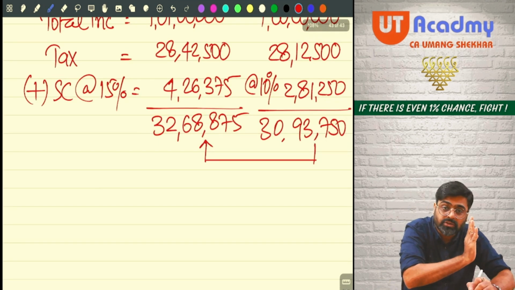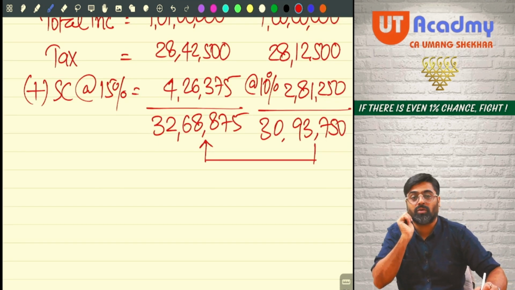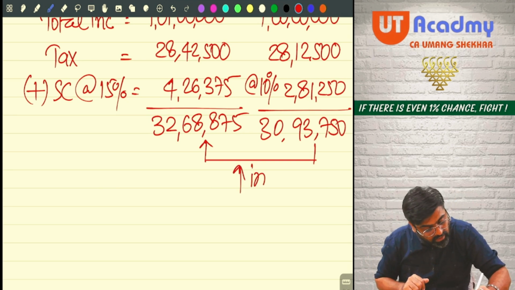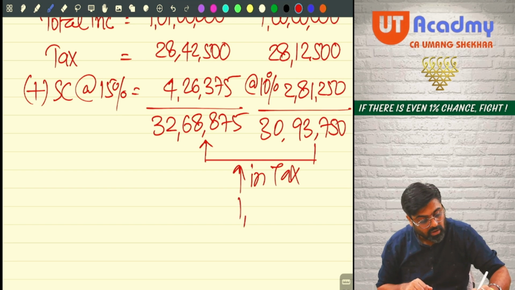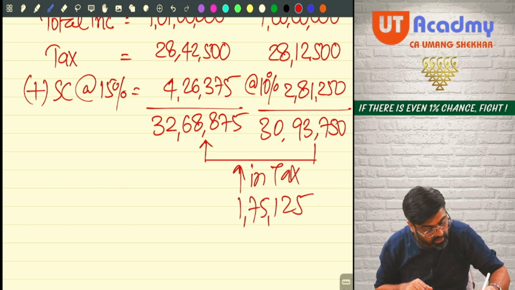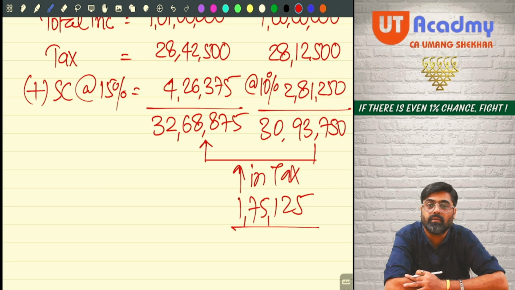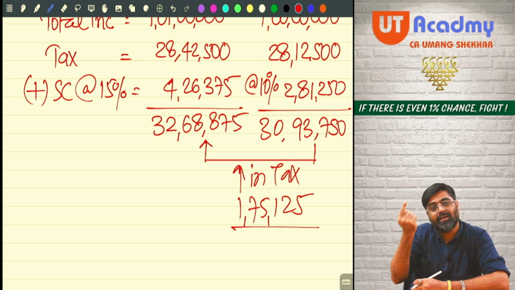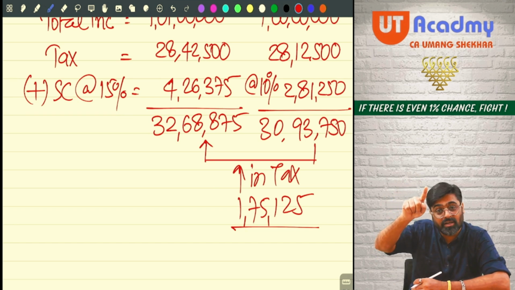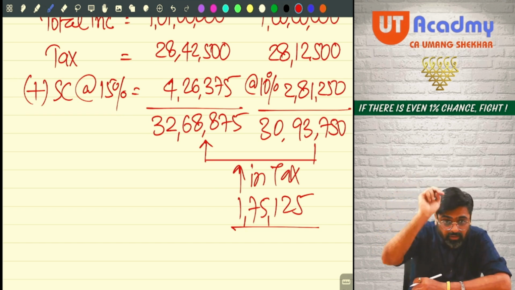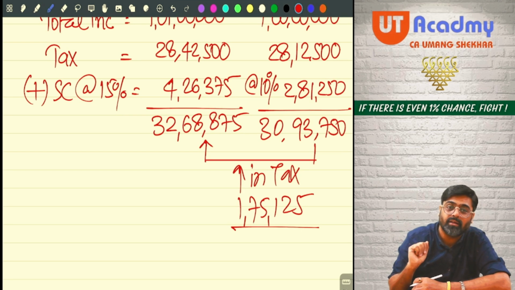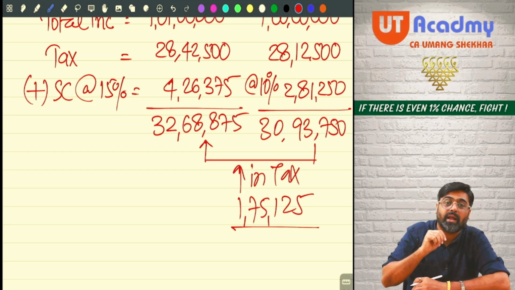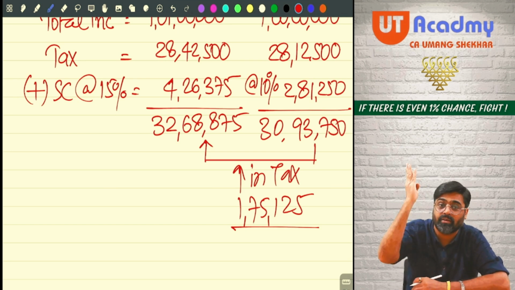Sir, just 1 lakh rupees of increase in my total income, and as a result of that, what is happening? Increase in my tax is happening how much? 1,75,125. Increase in total income only 1 lakh. And because of that, surcharge rate got increased. And as a result of that increase in surcharge rate, your tax liability is increasing by more than 1 lakh. Tax liability is increasing by 1,75,125.